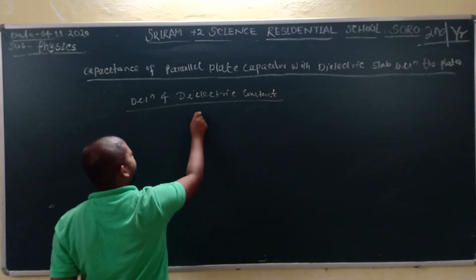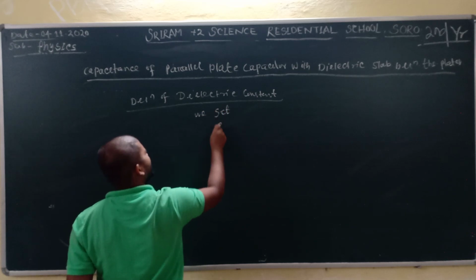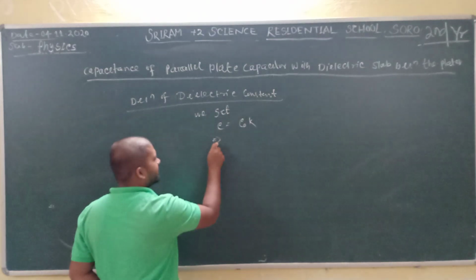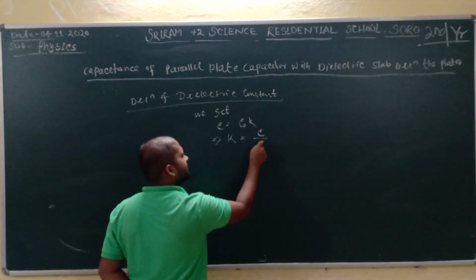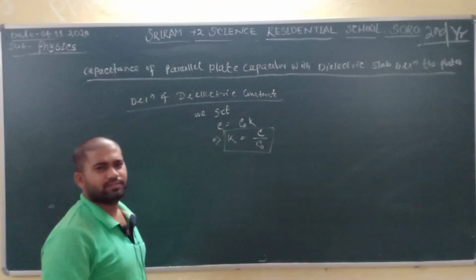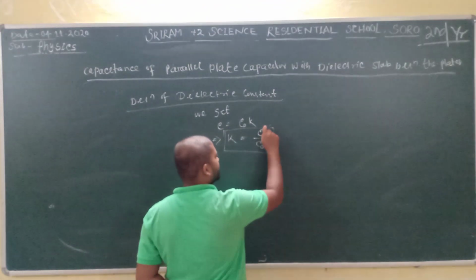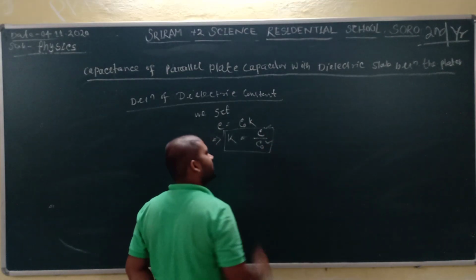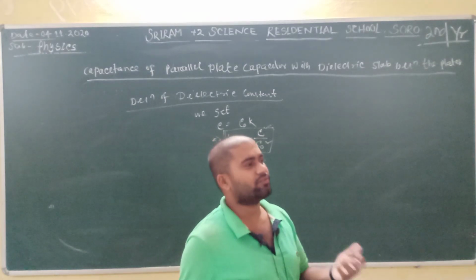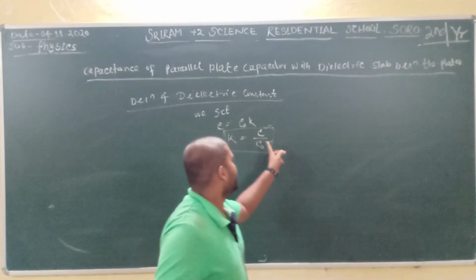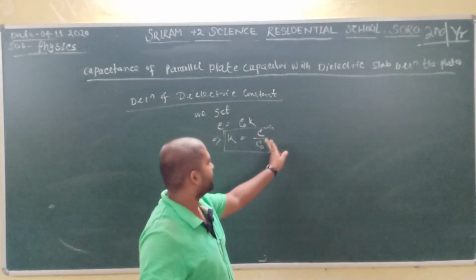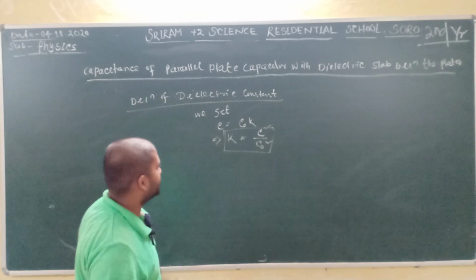So we get C equals C naught K, which means K equals C divided by C naught. Look here, there is a slight change: C indicates capacitance in a medium to the capacitance for free space. But in case of electric field and electric force, we take the field in air to the field in a medium. There is a change.